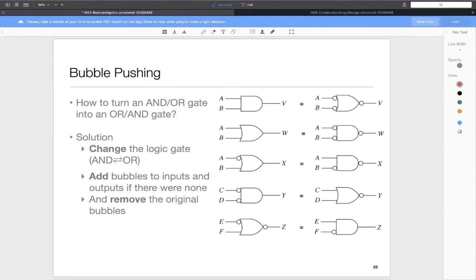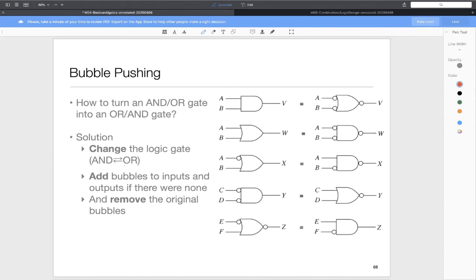So we can easily play this game of introducing a pair of bubbles and then pushing them out. Let's say I give you a circuit and I tell you to change AND to OR gate or OR gate to AND gate. Let's say I had an AND gate and you want to convert it into an OR gate. The rule is: change the logic gate from AND to OR or OR to AND, and then add bubbles to inputs and outputs if there were none previously.